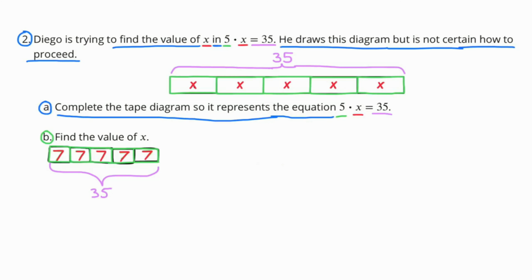B. Find the value of x. I know that 35 divided by 5 equals 7, so the value for x would be 7. 7 plus 7 plus 7 plus 7 plus 7 would equal 35.